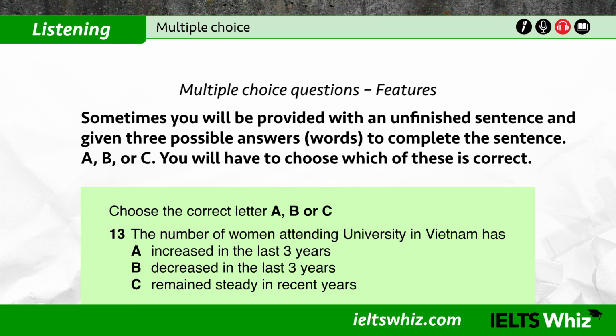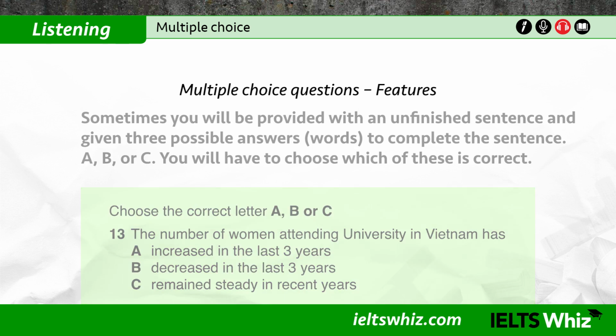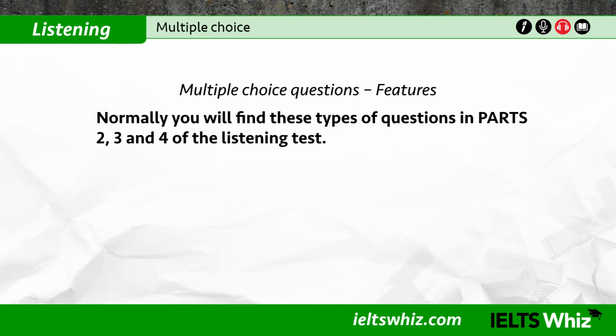Sometimes you will be provided with an unfinished sentence and given 3 possible answers or words to complete the sentence, A, B, or C. You will have to choose which of these is correct. Normally you will find these types of questions in parts 2, 3, and 4 of the listening test.